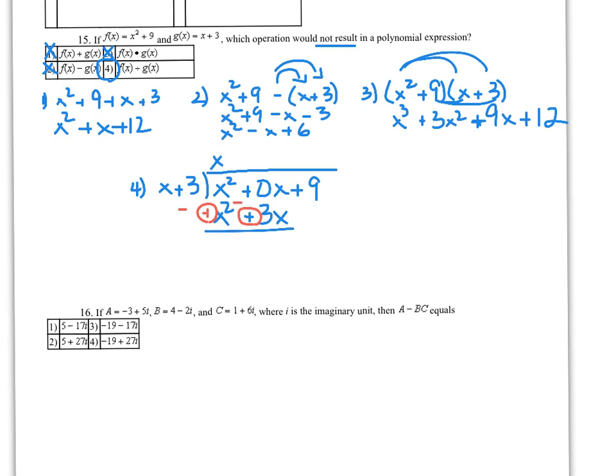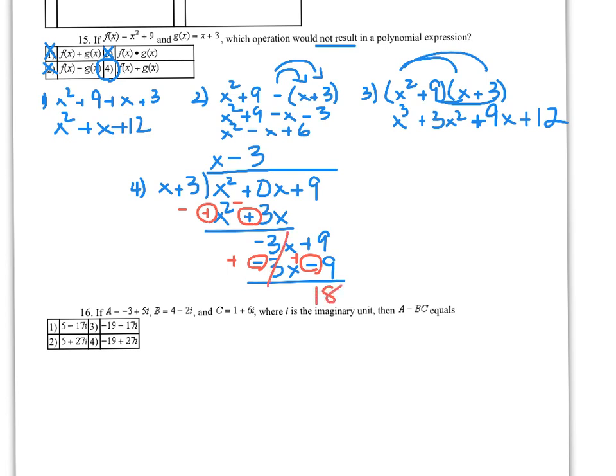And let's keep going here. So that's going to give us a negative 3x. Let's bring down that 9. And then I know that I can multiply by a negative 3. Okay? So negative 3 times that x is negative 3x. And negative 3 times the positive 3 is negative 9. Alrighty, so we do one more set of circle, change the sign, circle, change the sign. This is gone, and that is 18.